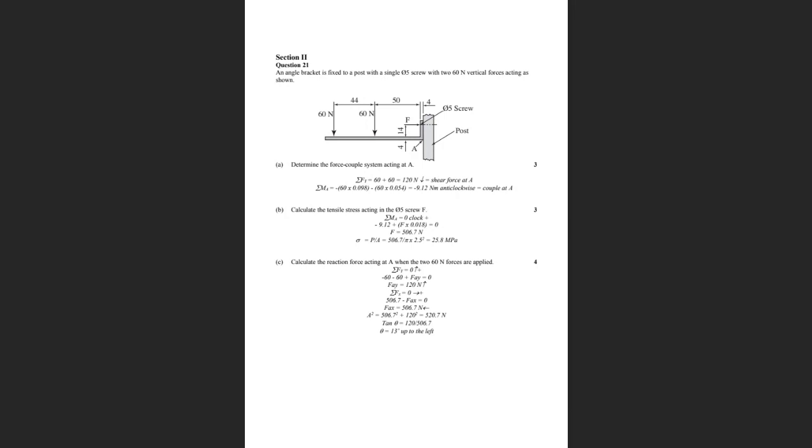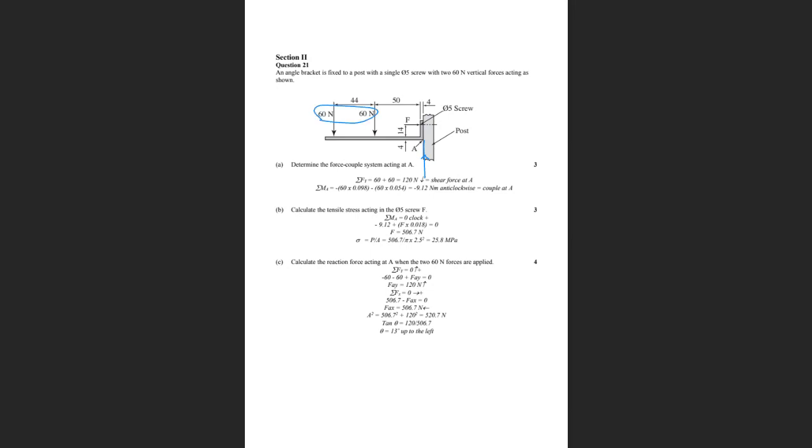I'll just go through it now and show you how easy it is once it's explained. Calculate the reaction force acting at A when the 260 Newton forces are applied. So if you've got two forces acting down, 60 Newton forces, you've got to have a force acting up there to resist these two forces here, right?